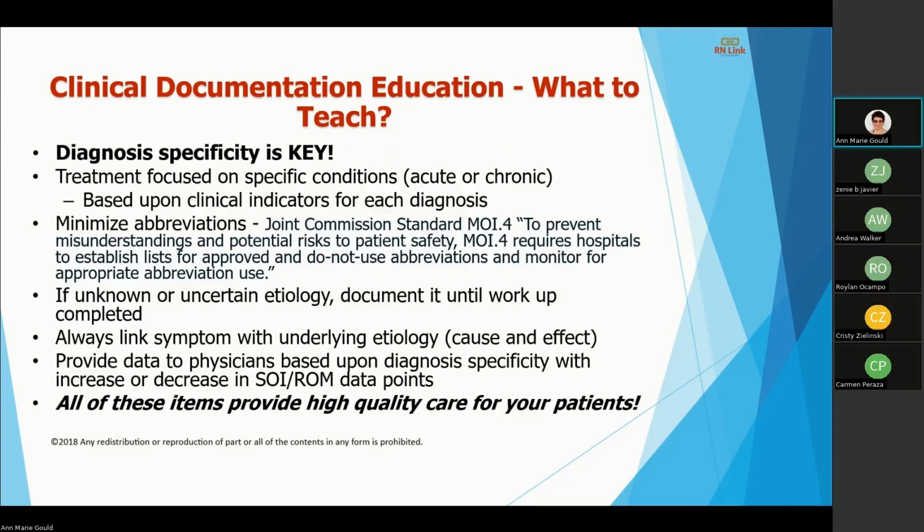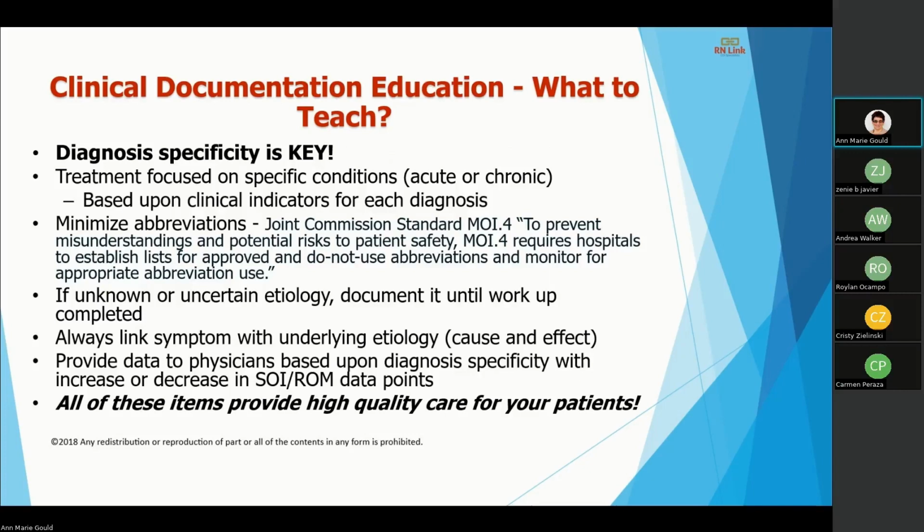Also, if unknown or uncertain etiology, document it until workup completed. You know, we tell the docs, well, what are you documenting on the syncope? Is it unsure if it's a cardiac or neurological etiology? And they document it. I just clarify it. If they don't know what the cause was of that syncope, well, you're going to have a sign and symptom code for syncope, right? That's what you're going to be stuck with in the final coding and final billing. You can't do anything about it.